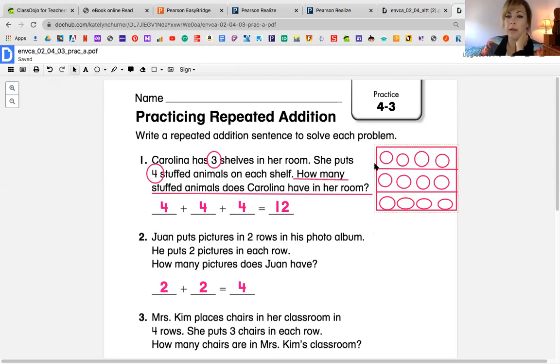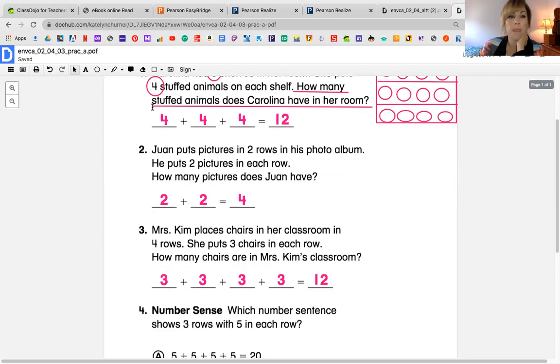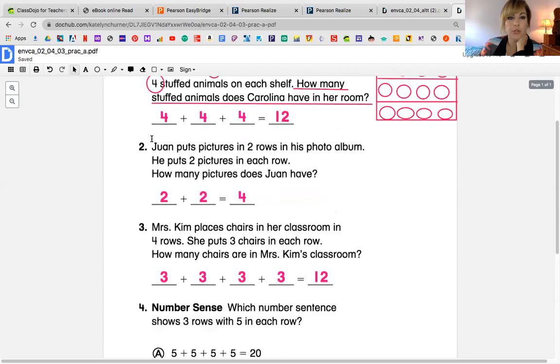So here's my array. I have one row of 4, a second row of 4, and a third row. So I have 4 plus 4 plus 4 equals 12. On your math, I would like to see you guys draw the arrays, and the arrays are there just to check your work, okay? So that's how I got number 1. Let's go ahead and go to number 2.